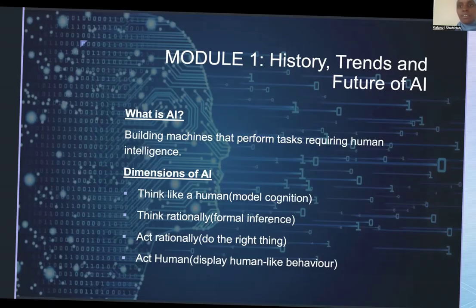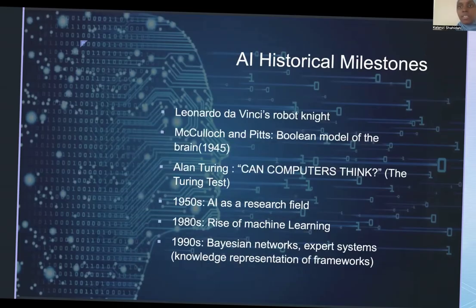Then acting like a human means that it is going to display human behavior. That is, it is going to do things like coding, which humans have been doing, and things like autism screening. So that is what it means to display human behavior.